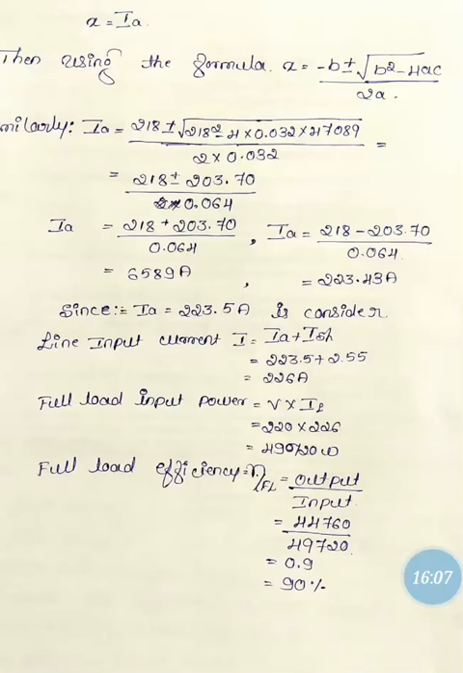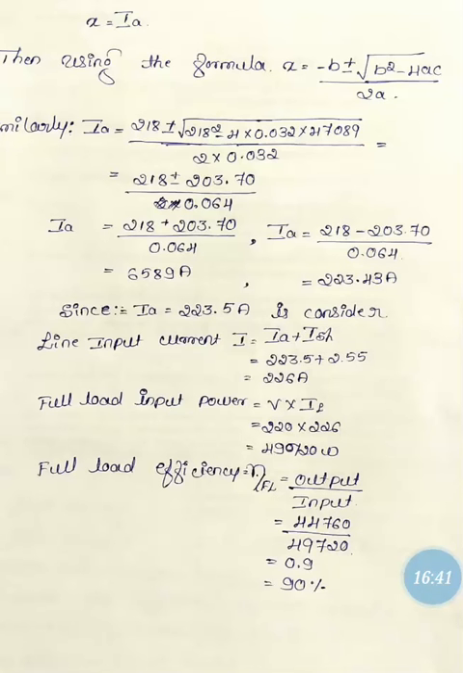Since armature current 223.5 ampere is considered, the line input current I is equal to Ia plus ISH. That is 223.5 plus 2.55, then we'll get the line input current as 226 ampere. Then full load input power is calculated as the product of voltage into the line current. That is 220 into 226, then we'll get the full load input power as 49,720 watt.